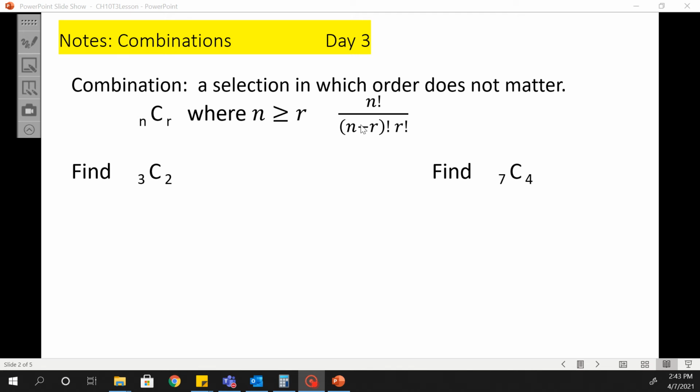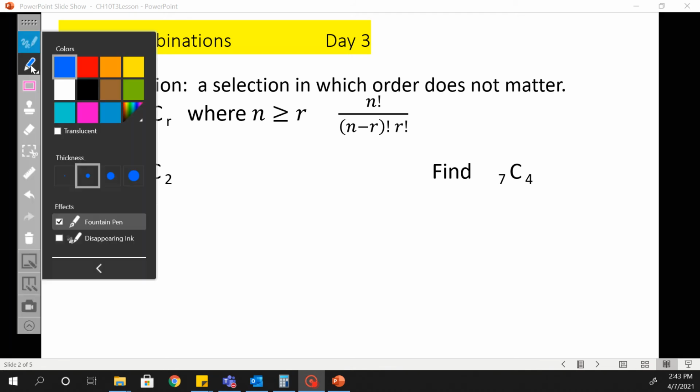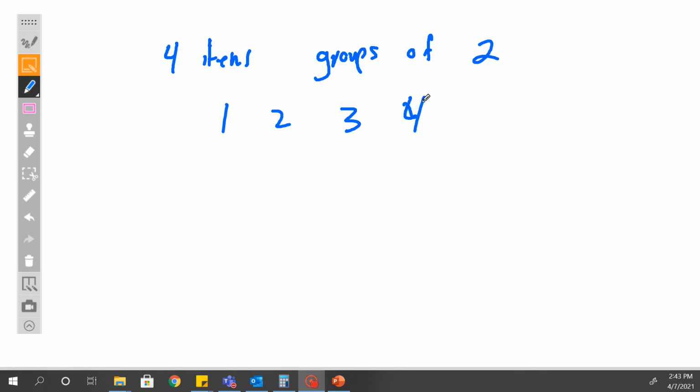The formula for this is N factorial over N minus R factorial times R factorial. So what does it mean exactly for us to want a combination? Let's say that we have a group of 4, and we want a combination of 2. So 4 items, groups of 2. And our 4 items will just be the numbers 1, 2, 3, and 4.